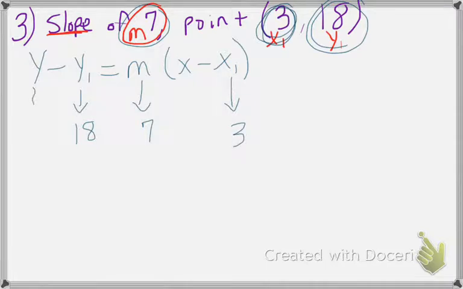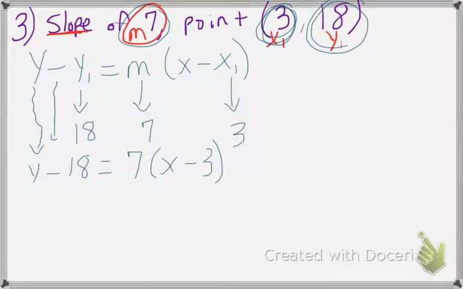So bring everything down. y, bring down the minus sign, minus, bring down the 18. Bring down the equal sign, bring down the 7, parentheses, x minus 3. Now in class, some of you are asking questions, you all get confused here. We need to bring all of this, just bring it down.